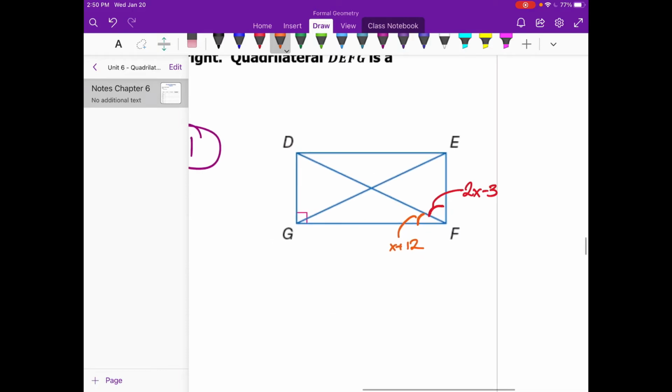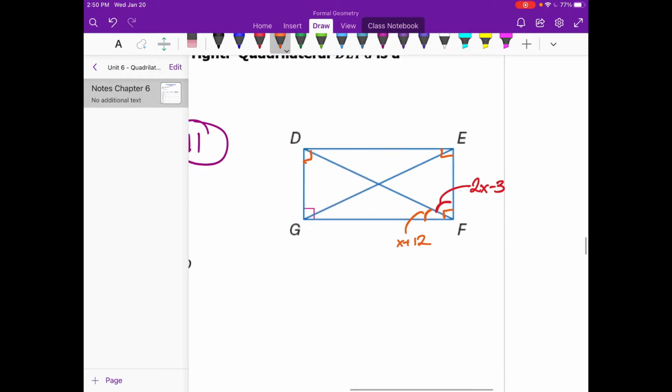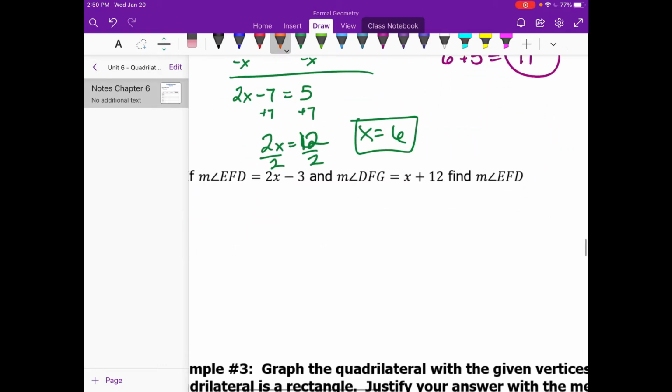So those 2 angles make up one whole angle in a rectangle. And remember, all rectangles have all 4 right angles, which means that corner is a right angle. So those 2 angles add up to 90. They make a right angle. So 2x minus 3 plus x plus 12 has to equal 90 because this is a rectangle. I'm going to combine my like terms. So I've got 2x and 1x. That's 3 total x's. And then I've got minus 3 and a 12. That is a plus 9. So I've got 3x plus 9 equals 90.